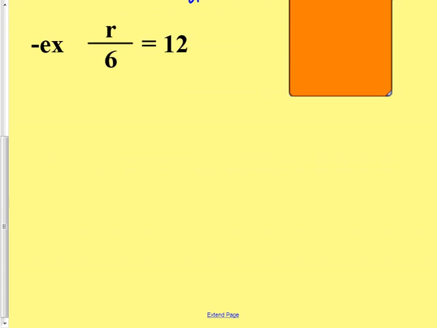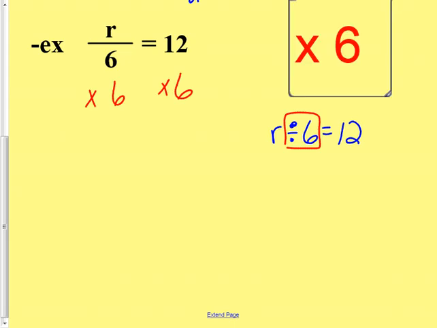So r over 6 equals 12. We need to understand that that over 6 means divided by 6. If you absolutely needed to, you could rewrite this equation this way, and that would be okay. So you should be able to see then that what we're needing to do is the opposite of divided by 6, which is multiply by 6 on each side of the equation. So we're going to multiply by 6 on each side.